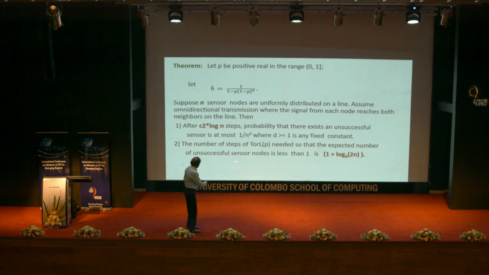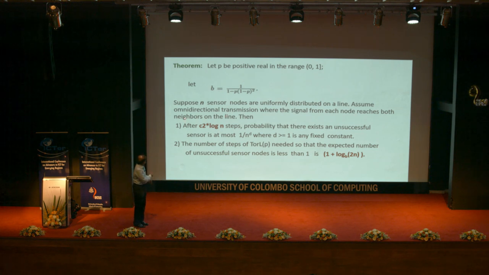So first, we look at a line. This is the line topology. Basically, this is what we're going to do. Assume omnidirectional transmission. What it means is if you have a node here, when it transmits, this guy can get it and this guy can get it, the neighbors, yes? Not the neighbors' neighbors. That's the assumption, we all agreed on that one. That's what the radius R was about. And basically what we're saying is this.